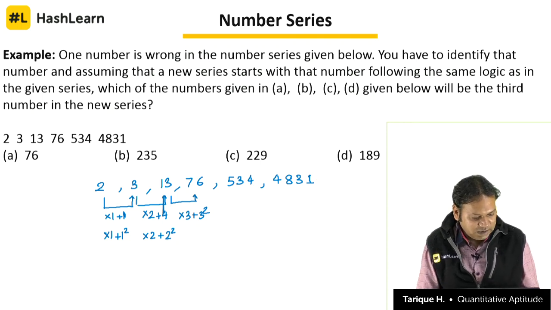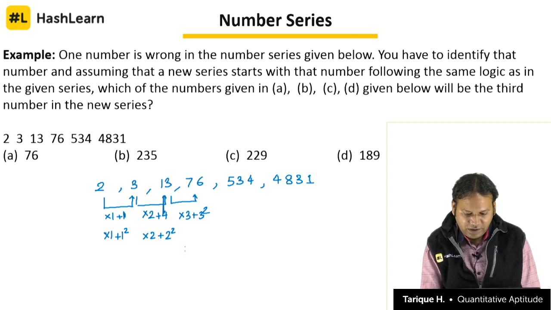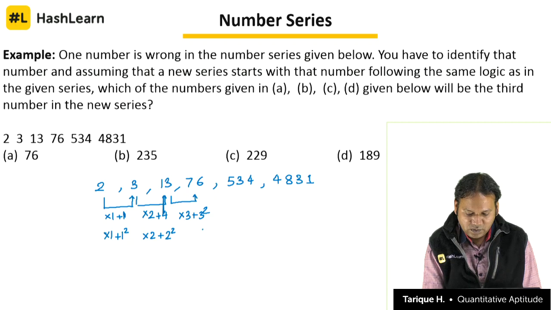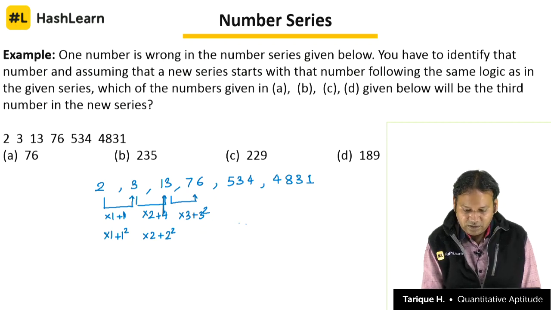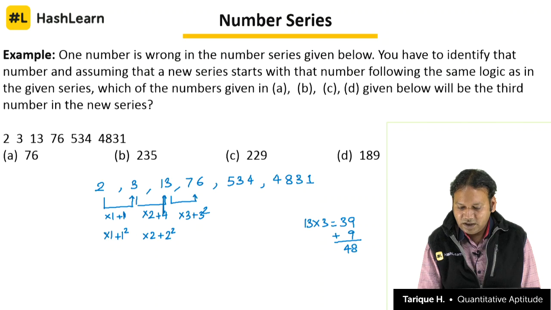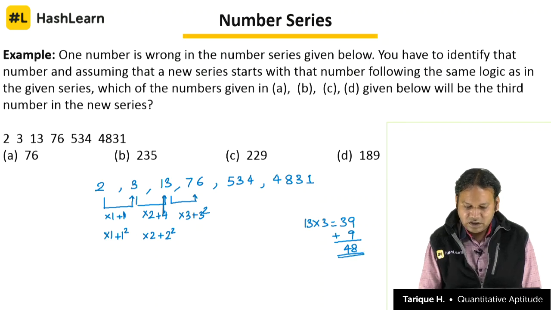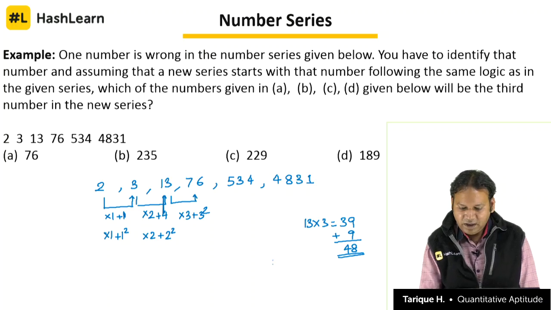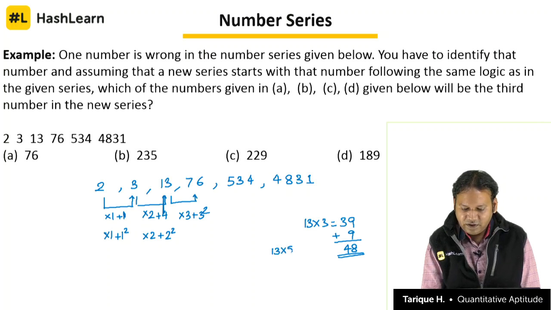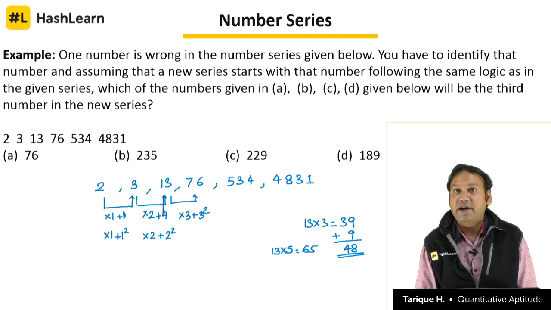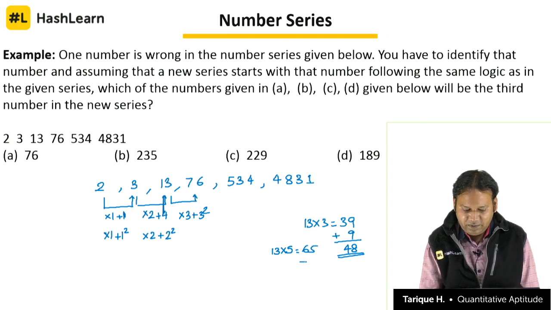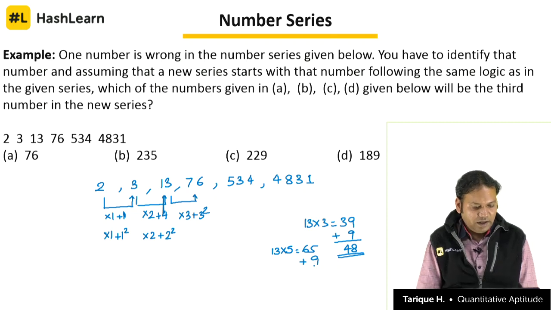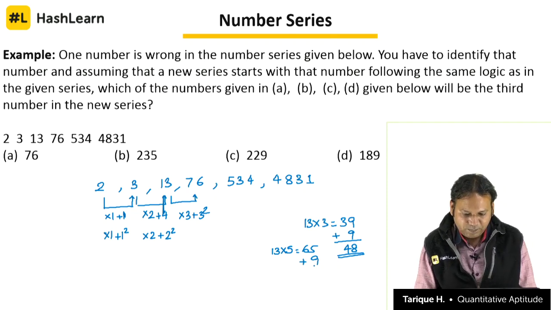Now into 1 plus 1 square, into 2 plus 2 square, into 3 plus 3 square is not working here. So what is the problem here? Let's see. 13 into 3 is 39, and 39 plus 9 is equal to 48. 48 is not the right answer. So how do we go from 13 to 76? When we say 13 into 5 is 65, that is a good way of trying out. So 13 into 5, 65 plus 9, that is also not giving us the right answer, right?